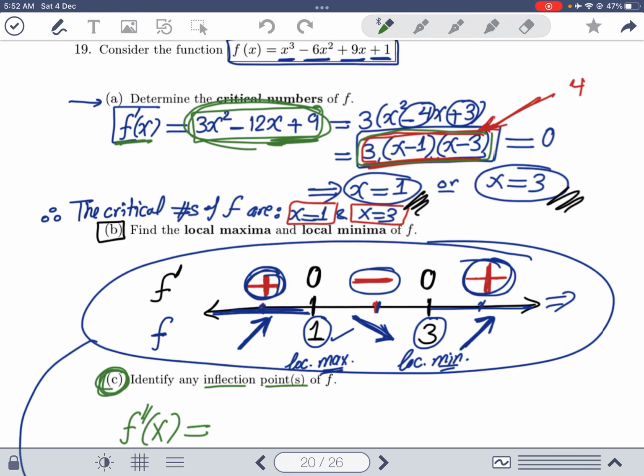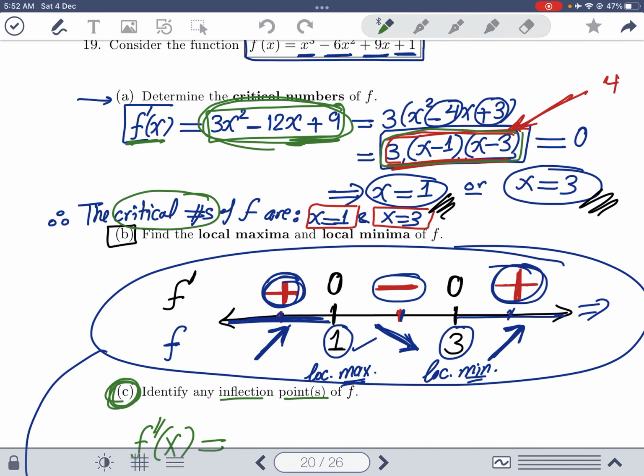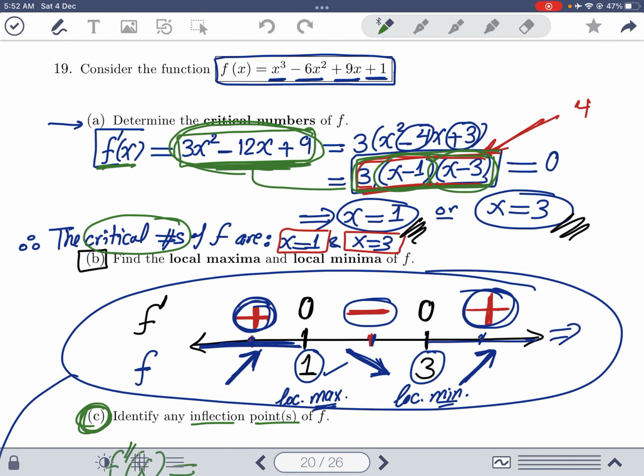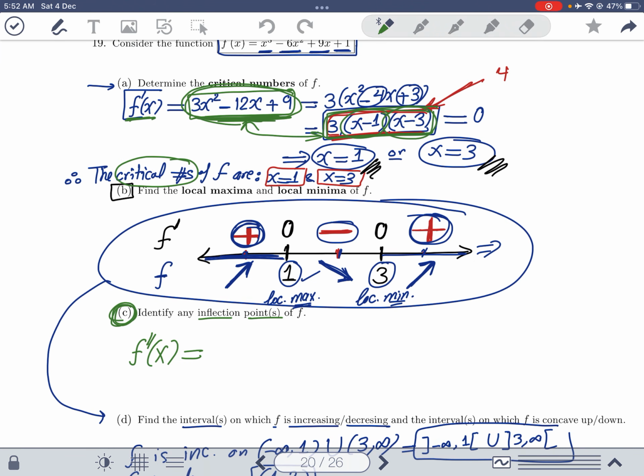But if you want to study critical numbers and find them, it's better to write it in this format, so that you can see the roots or the zeros of this derivative. You should be able, of course, to switch between these two at any time, whichever is more convenient for the question at hand. And so now f double prime, just look here. It will be 6x minus 12. And if I set it equal to 0, I will get x equal 12 over 6, which is 2.